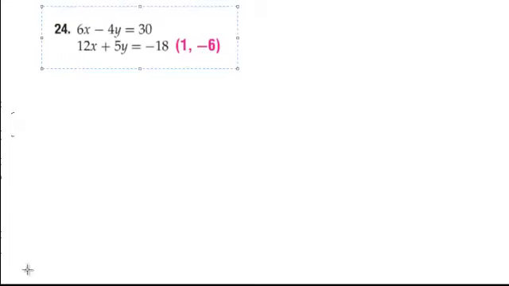Let's bring it here and give some space, let's clean here more. Okay, let's talk about that. Now here we have 6x minus 4y equals 30, 12x plus 5y equals minus 18. What is the advantage here? As we mentioned, 6 could become 12 by multiplying 6 by 2. So if you multiply 6 by 2, you get 12.